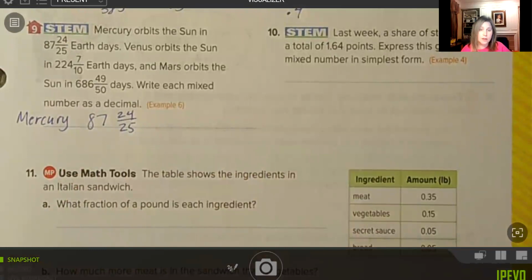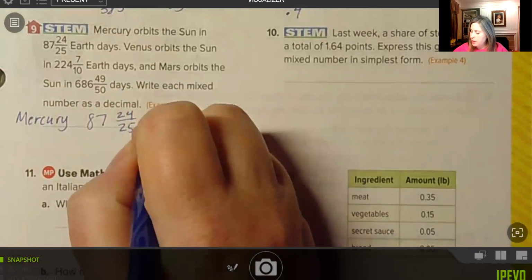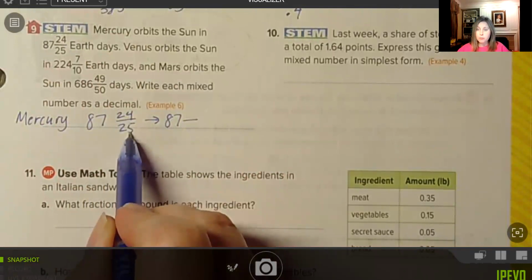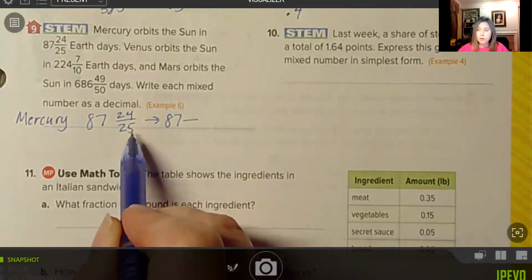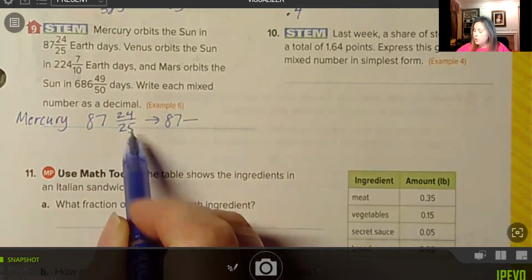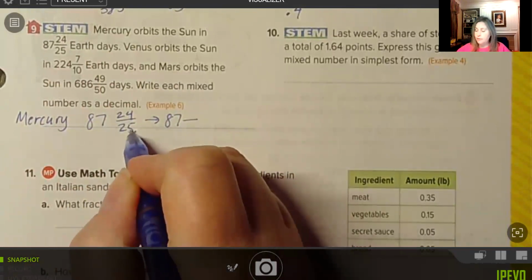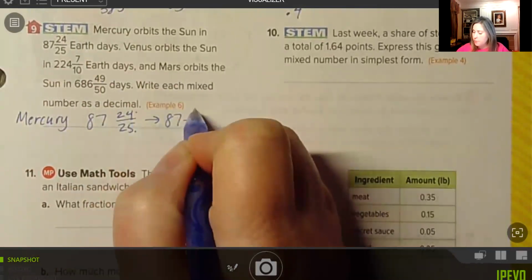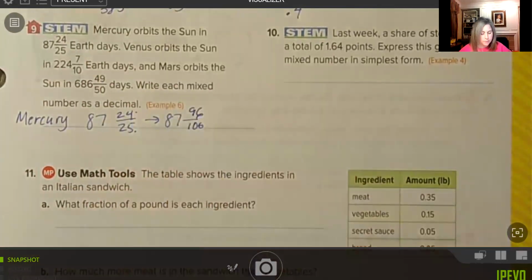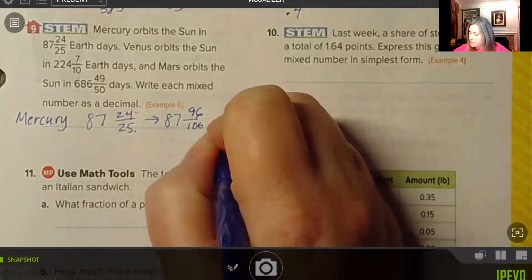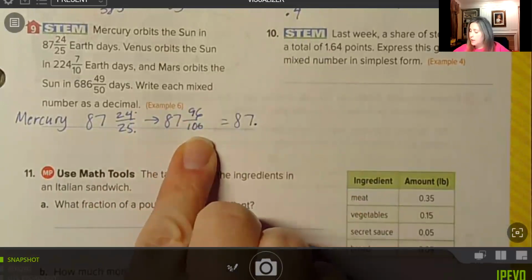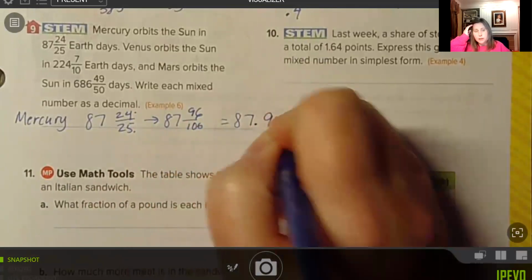25 does not go into 10 evenly, so we can scale it up to hundredths. So this will be 87, and what we're going to do is take our numerator and denominator and multiply them both by 4, so we can get a denominator of hundredths, which we can easily write as a decimal. 25 times 4 is 100. 24 times 4 is 96. So we got 87 and 96 hundredths as a fraction. We write that as 87.96 as a decimal.